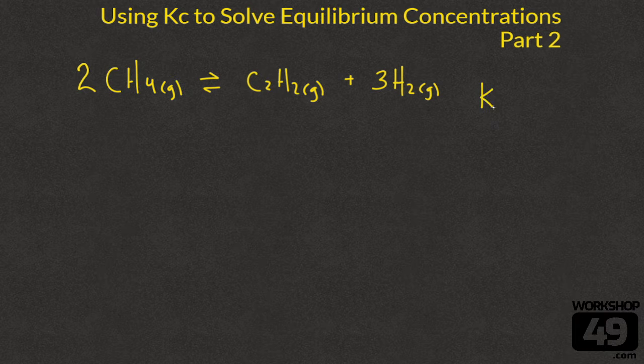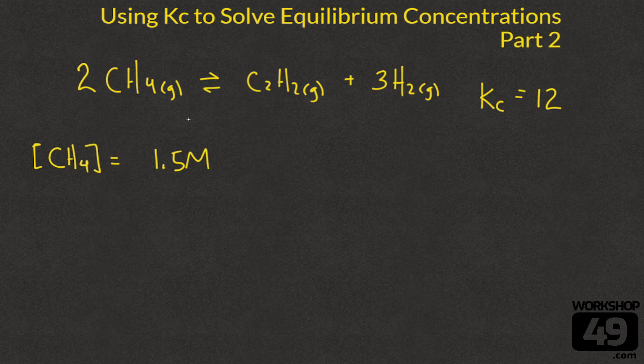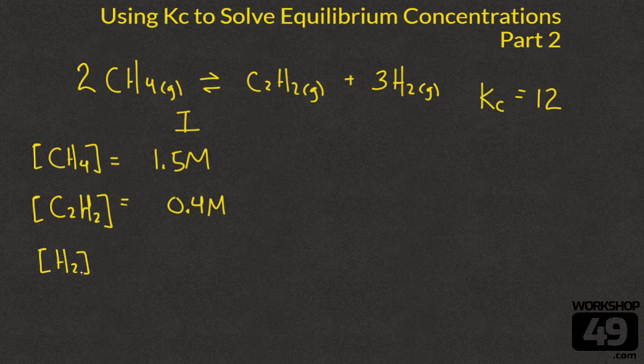And we tell you that at some temperature we have a Kc value equal to 12, and you've been given a flask. And in this flask we have placed a concentration of methane equal to 1.5 molar. So these are our initial values. They are what we are putting into the flask to get started. And our C2H2 is going to be 0.4 molar. And our concentration of H2 is going to equal 0.2 molar.